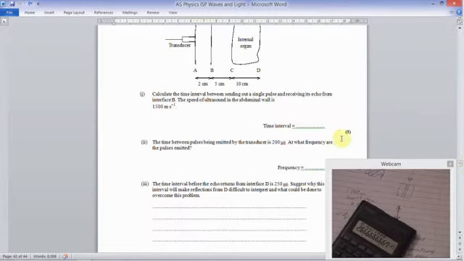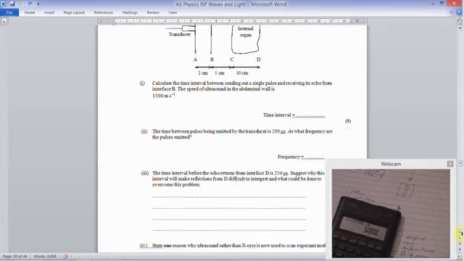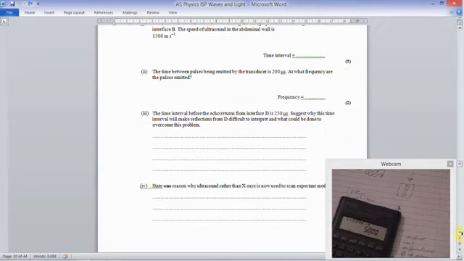So a very small amount of time. The time between the pulses is 200 microseconds, that's times 10 to the minus 6, and they want to know what the frequency is. So we've got the time period, we want to know the frequency. It's 1 divided by the time period, so 1 divided by 200 times 10 to the minus 6 equals 5,000. The frequency of this was 5,000. With the frequency and the speed, we can figure out the wavelength if we wanted to.